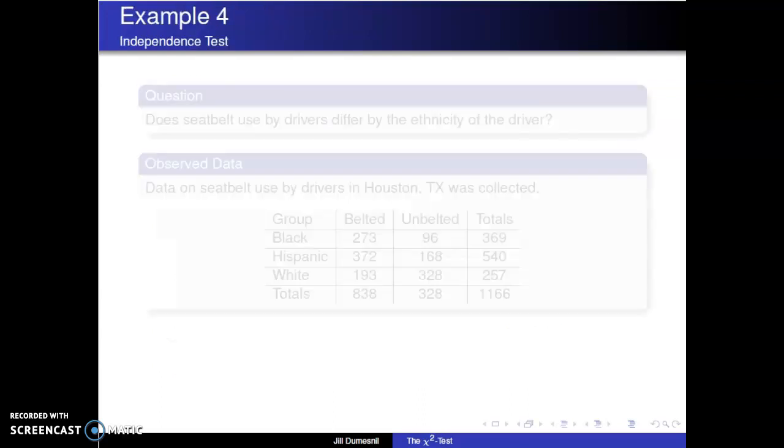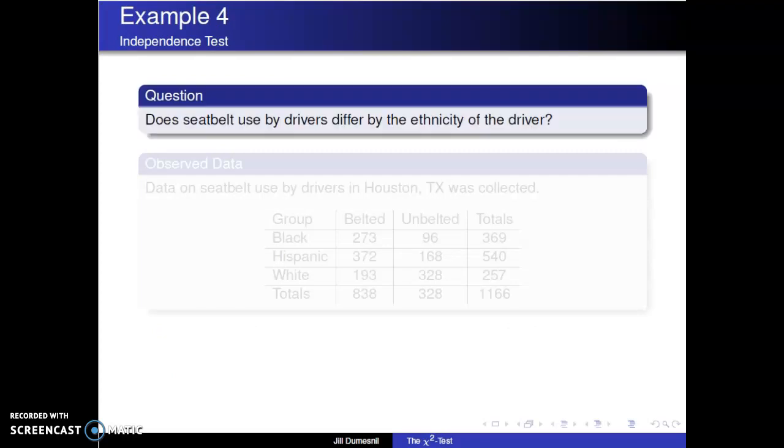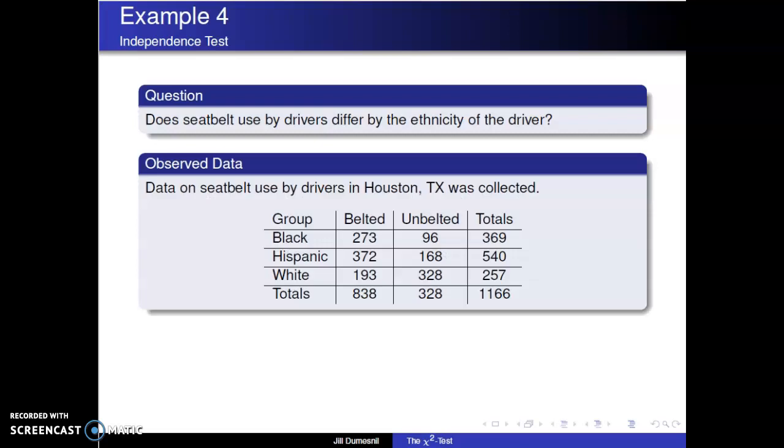Let's consider another example. Again, we start with the question, does seatbelt use by drivers differ by ethnicity of the driver? Data on seatbelt use by drivers in Houston, Texas was collected. The data represents two categorical variables given on each of 1,166 drivers. One variable is driver seatbelt use with values of belted or unbelted. The other variable is driver ethnicity with possible values of Black, Hispanic, and white.